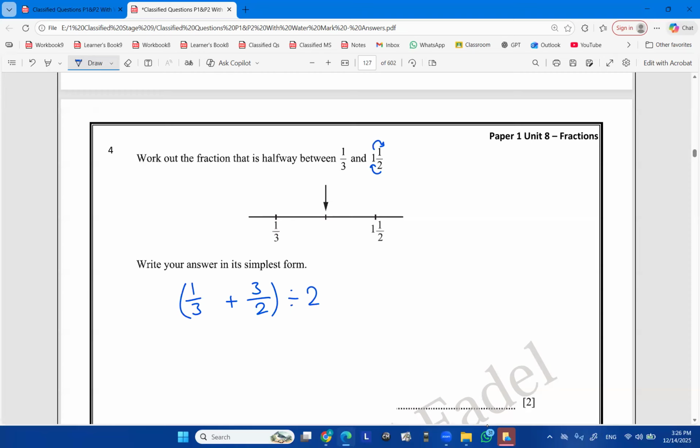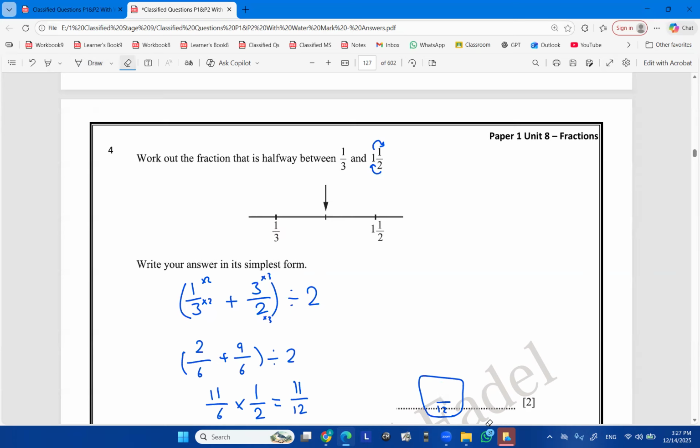To make the same denominators, I need to multiply here by 2 and here by 2, here by 3 and here by 3. So this becomes 2 over 6 plus 9 over 6, and the answer must be divided by 2. So this becomes 11 over 6 divided by 2, which means times half. Keep, change, flip. 2 over 1 becomes 1 over 2, which equals 11 over 12. 11 over 12 is the final answer.